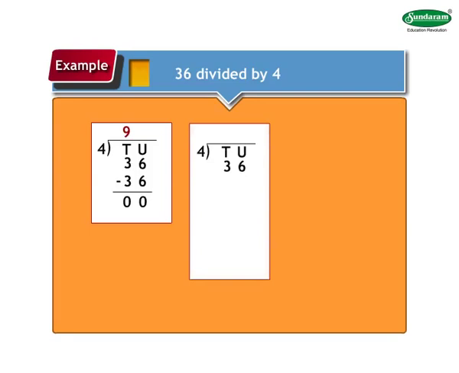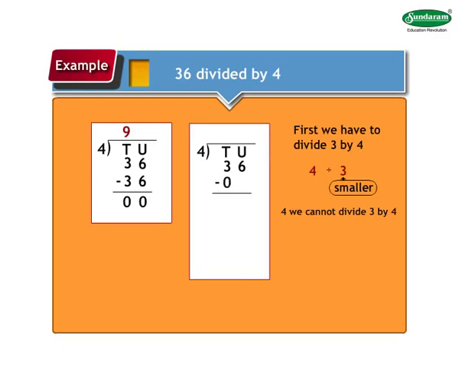In the number 36, the digit in the tens place is 3 and in the units place is 6. First we have to divide 3 by 4, but as 3 is smaller than 4, we cannot divide 3 by 4. So, we will write 0 in the tens place of the quotient and the product of 0 and 4, that is 0 below 3. After subtracting 0 from 3, we get our remainder as 3. Now we shall bring the units number, that is 6, down and write it next to 3.